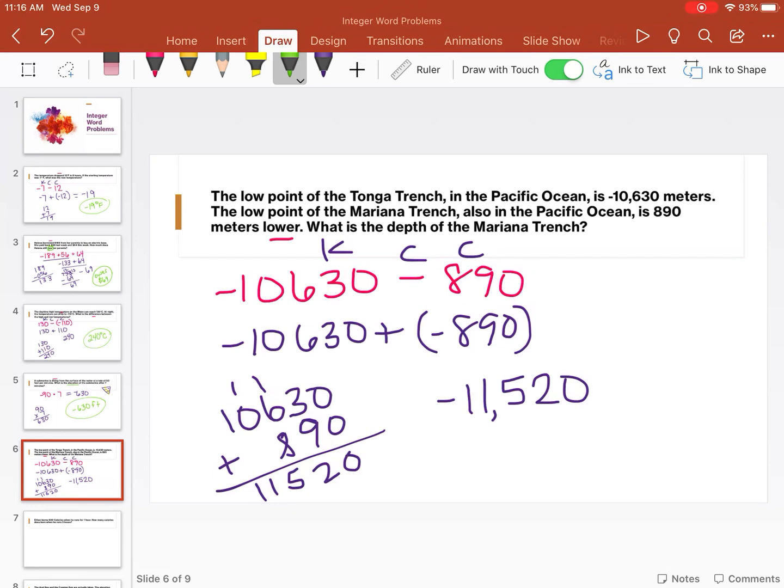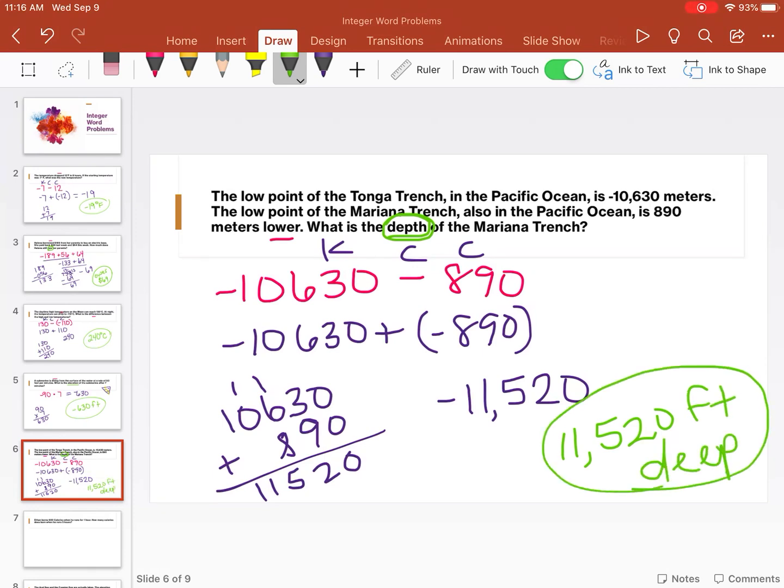But now I'm going to go back to my question. What is the depth? Again, a key word, depth. Depth already means down. It means negative. So when I write this with my unit, I'm not going to put the negative sign, because it's really 11,520 feet deep. That word deep means it's negative. It means it's down. So I do not need that negative sign. That is key here.